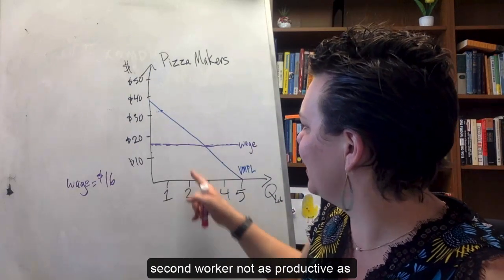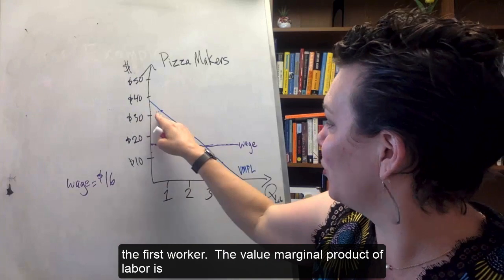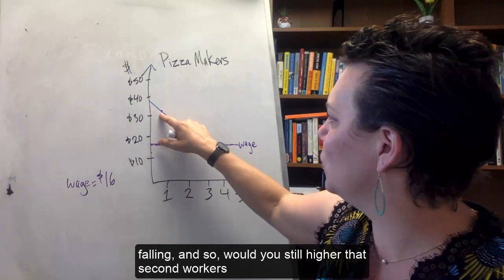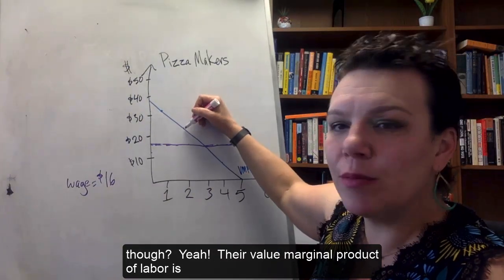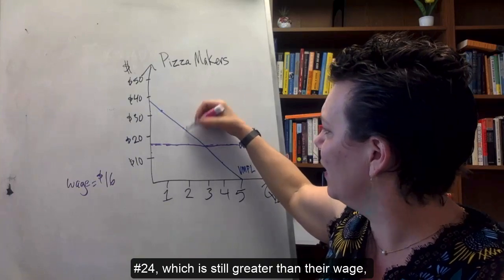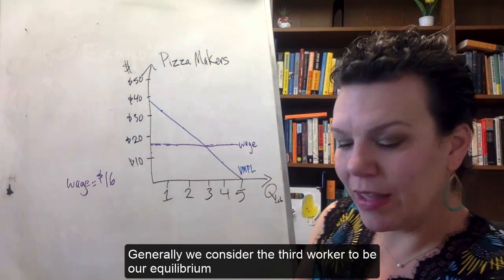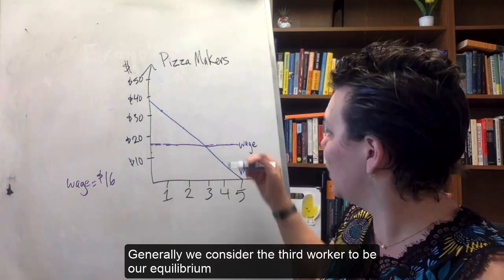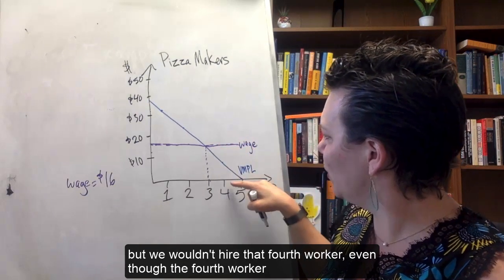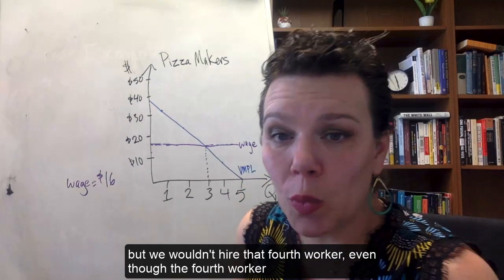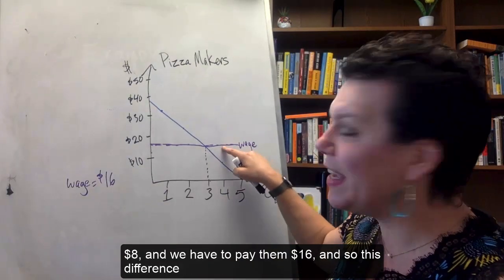What about the second worker? The second worker is not as productive as the first worker. The value marginal product of labor is falling. Would you still hire that second worker though? Yeah, their value marginal product of labor is $24, which is still greater than their wage, still worth it. What about the third worker? Generally, we consider the third worker to be our equilibrium. That's where we would stop hiring. We would hire that third worker, but we wouldn't hire the fourth worker. Even though the fourth worker does make a pizza and does make us money, they only make us $8 and we have to pay them $16.